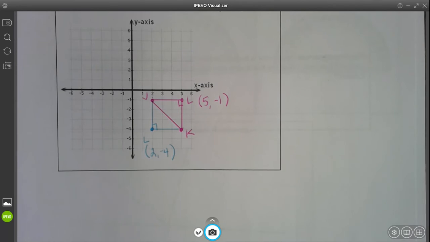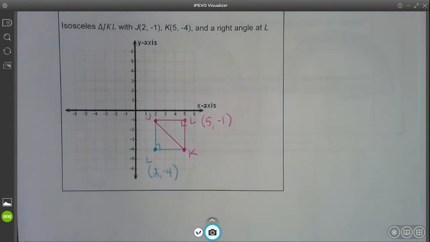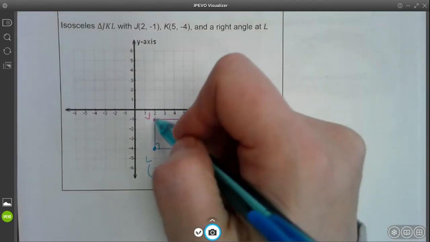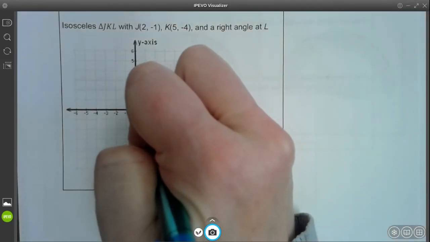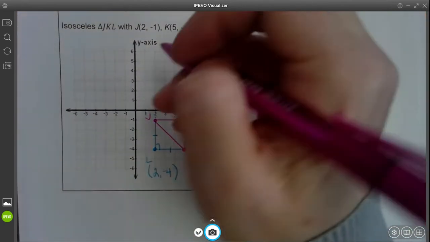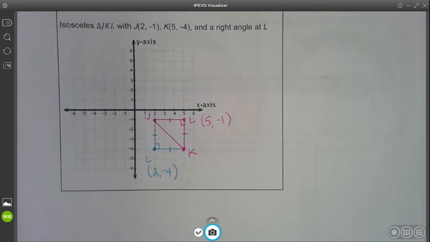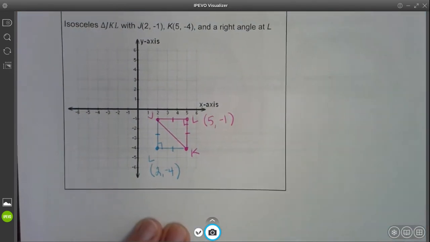Okay. Now, isosceles, just to point out, means two of the sides are the same length. So in this blue triangle down here, this leg of 3 is the same length as that leg of 3. And over here, this leg of 3 is the same length as that leg of 3. So they are isosceles right triangles.